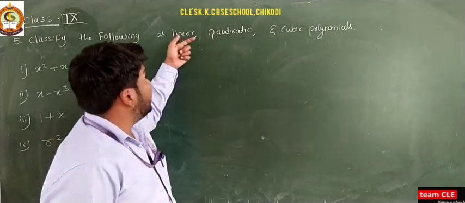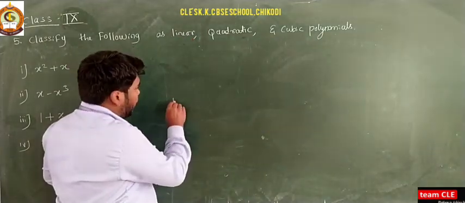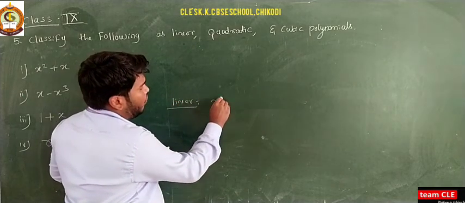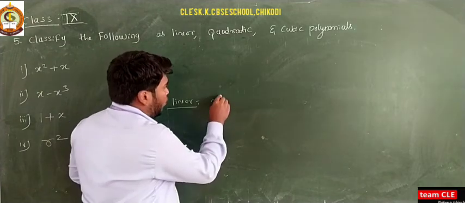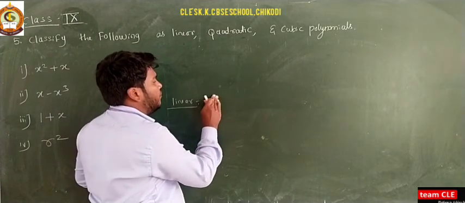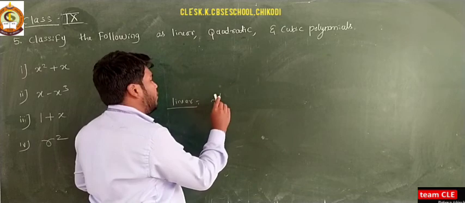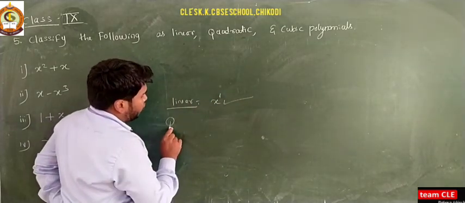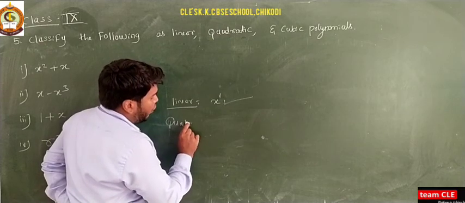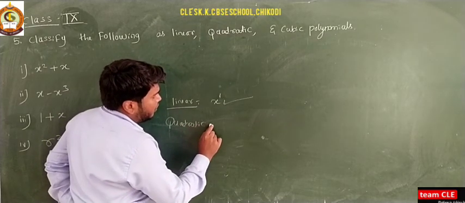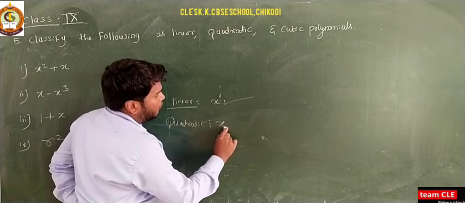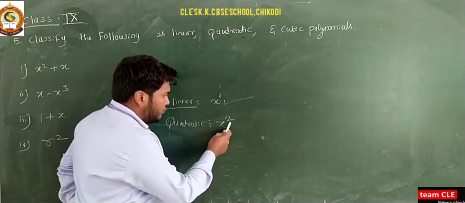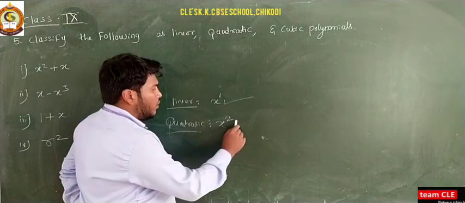So see here, linear means, you already know, the highest power of the variable is 1. If the degree, the highest power of the variable, is 1, then we say it is a linear equation. Similarly, quadratic means the highest power of the variable should be 2. If it is 2, then we say it is quadratic.